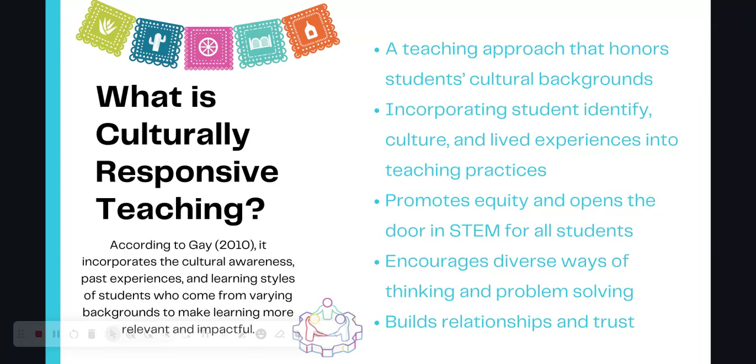Culturally responsive teaching helps make sure that every student, no matter where they come from, has the opportunity to thrive in a science classroom. It promotes equity and opens the door in STEM for all students. Learning about science can be a much better experience when we tap into different ways of thinking. Students bring fresh insights when they feel supported and understood. This is going to encourage diverse ways of thinking and problem solving. Science benefits from many different perspectives. Students bring unique insights, which helps them to feel seen and supported.